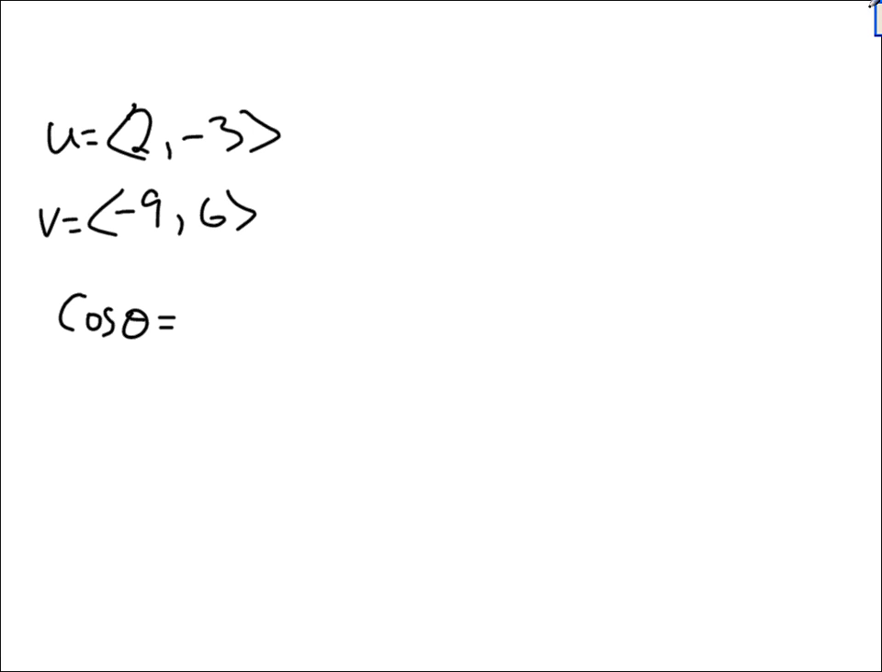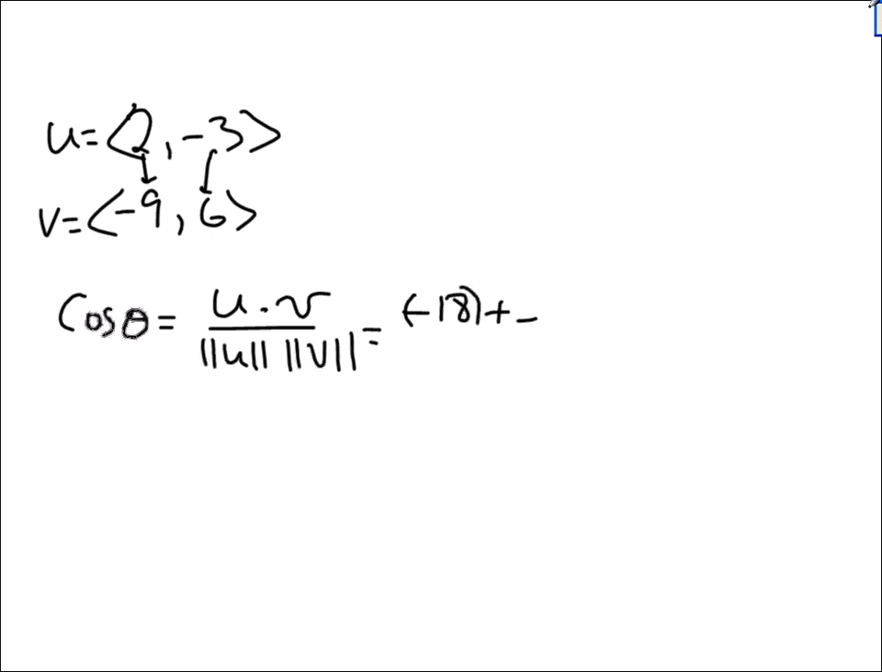u is 2, negative 3 and v is negative 9, 6. So the cosine of the angle is u dot v divided by the length of u times the length of v. U dot v: you multiply, you get negative 18, plus you multiply, you get negative 18. That happens to be negative 36.